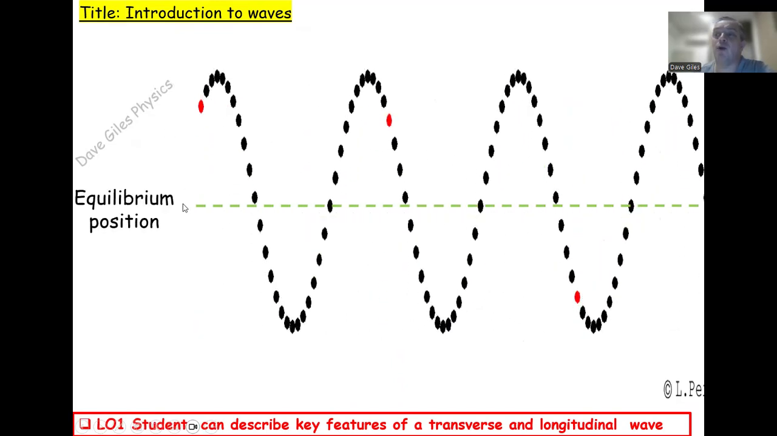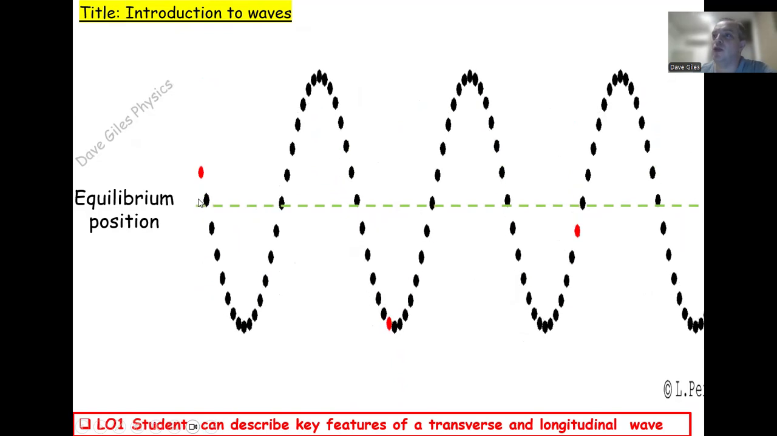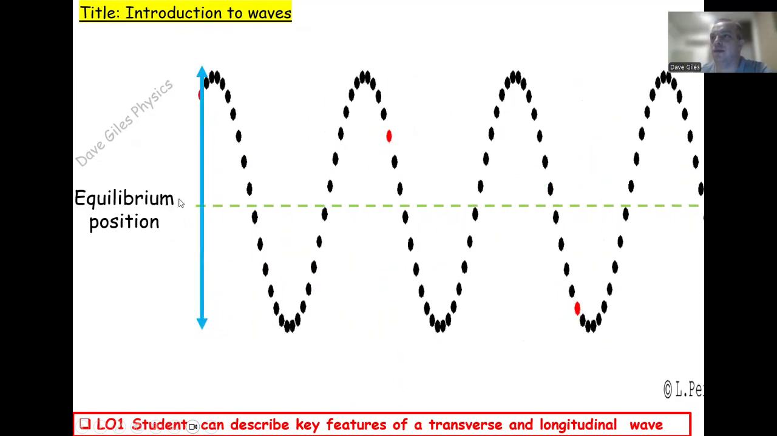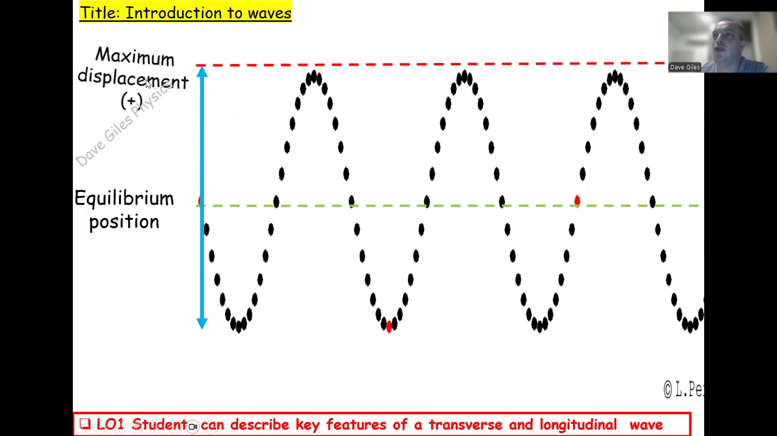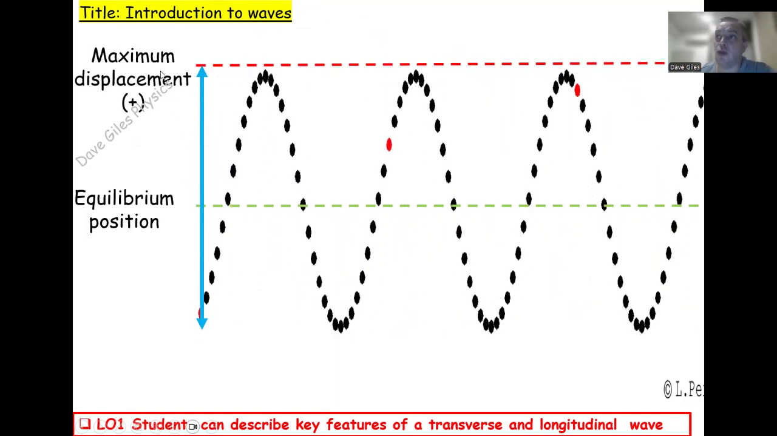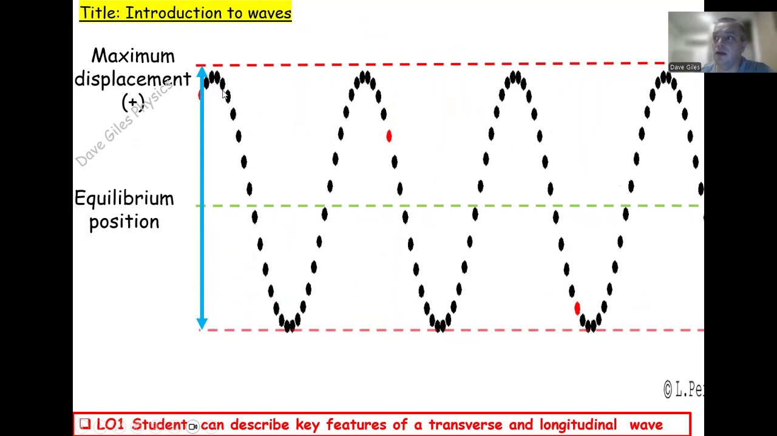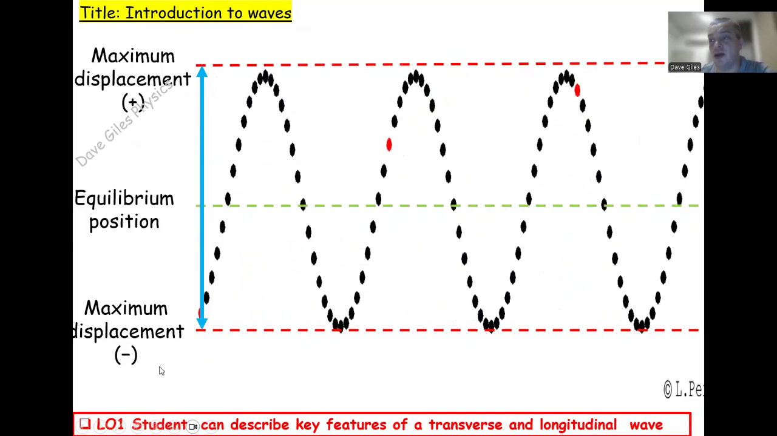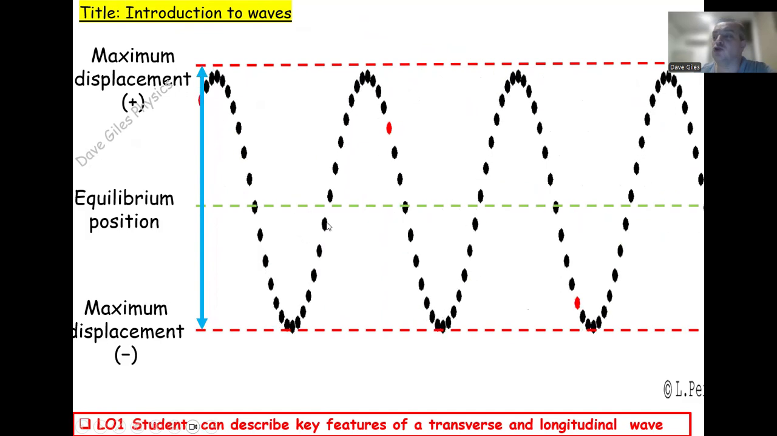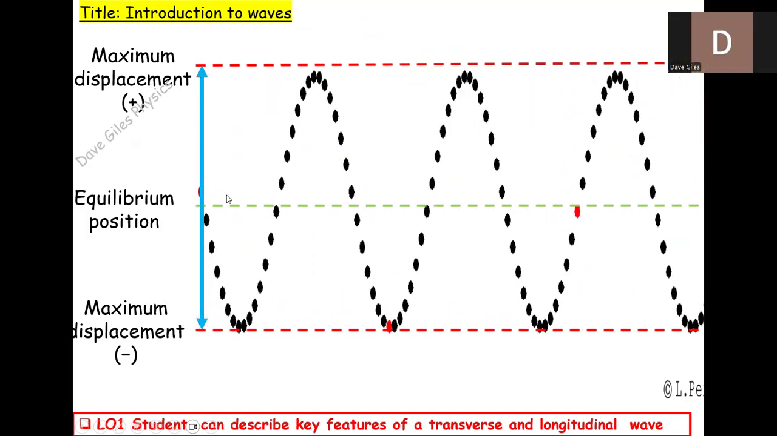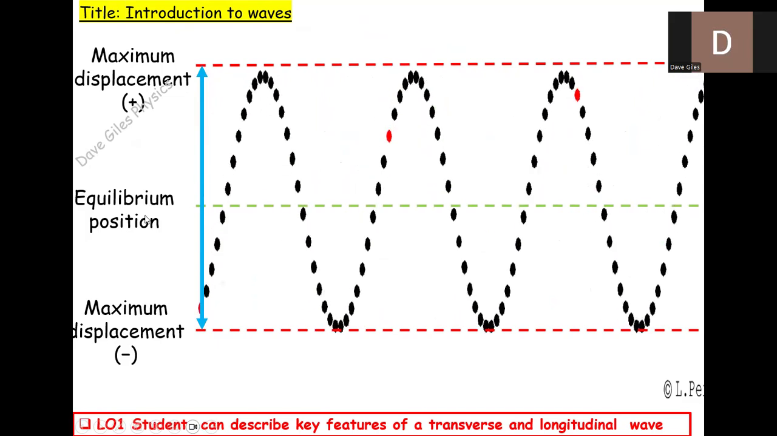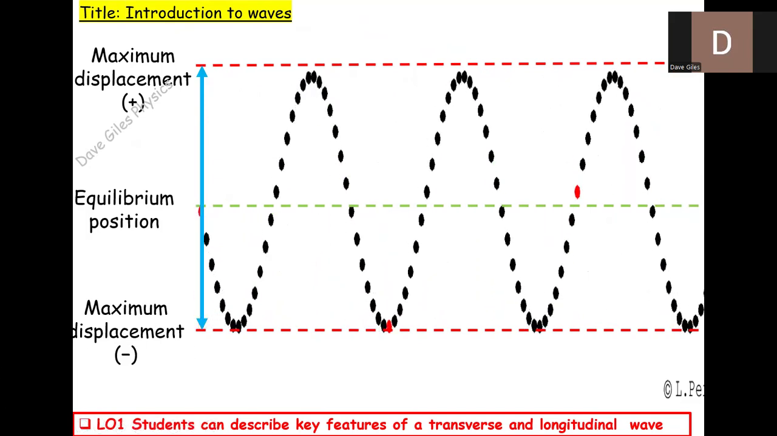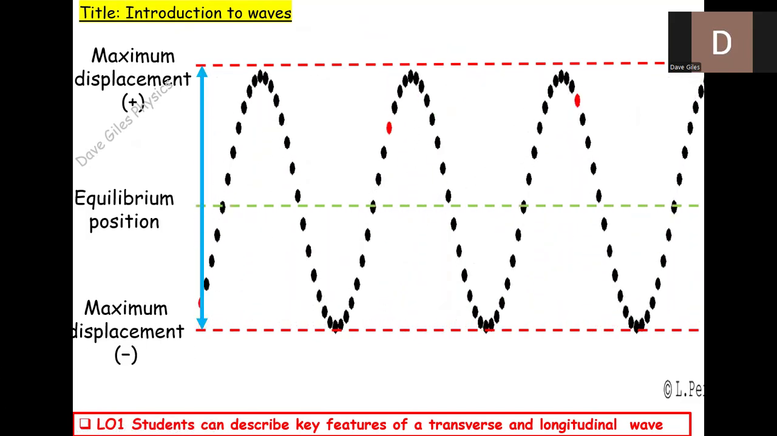This bit here is the equilibrium position. It's the center of the wave, so we normally class this as 0 meters if we're measuring the amplitude. This here is maximum displacement, also known as the peak. And this here is maximum displacement negative, also known as the trough. And the amplitude is the distance from the equilibrium position to the maximum displacement, or the equilibrium position to the maximum displacement negative.